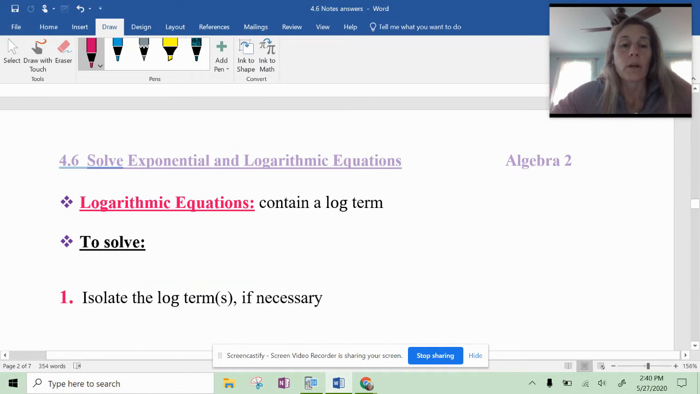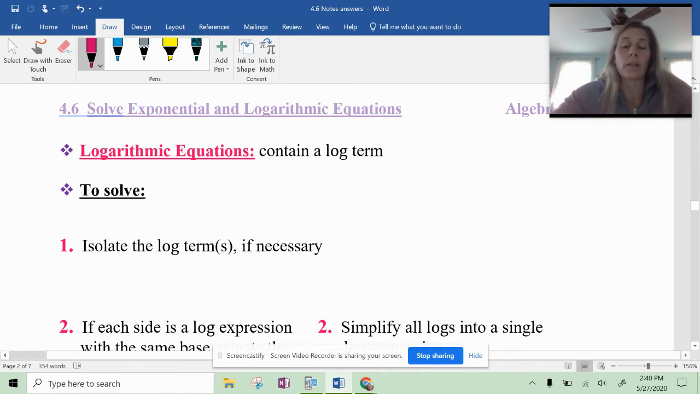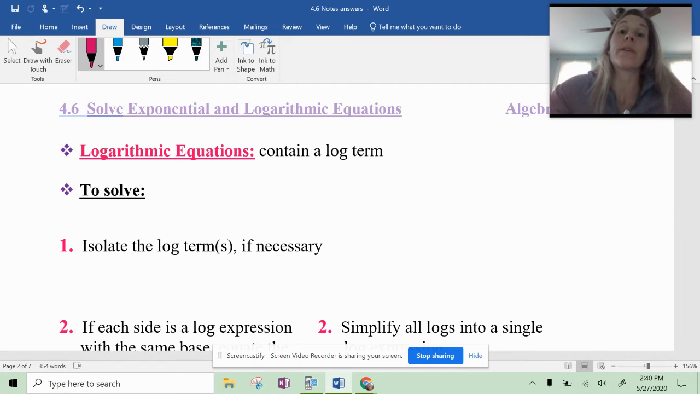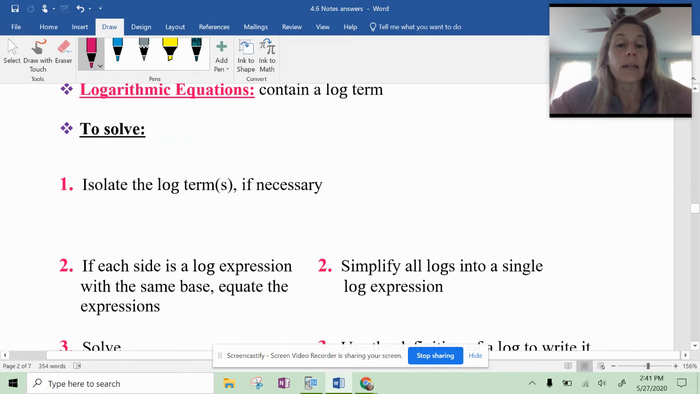All right. So now logarithmic equations are those that have a log. The last set of equations were exponential equations, and we sometimes use the log to solve them. But these equations actually start out with the log in them. So to solve them, you want to isolate the log term, just like we were isolating the exponential term. And then if each side is a log expression, you're going to give it a base.